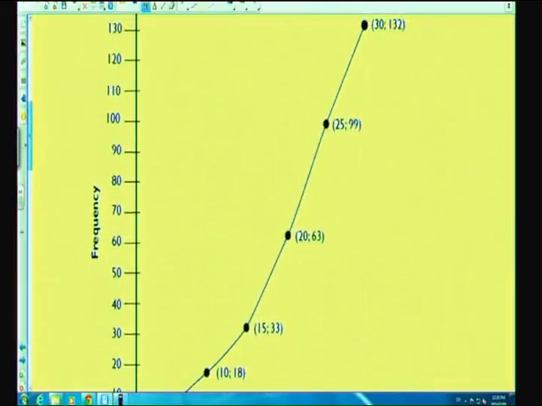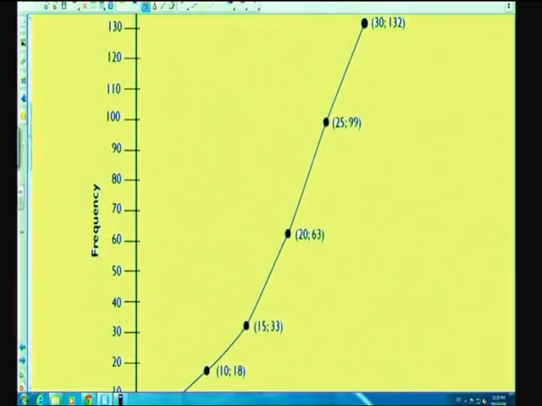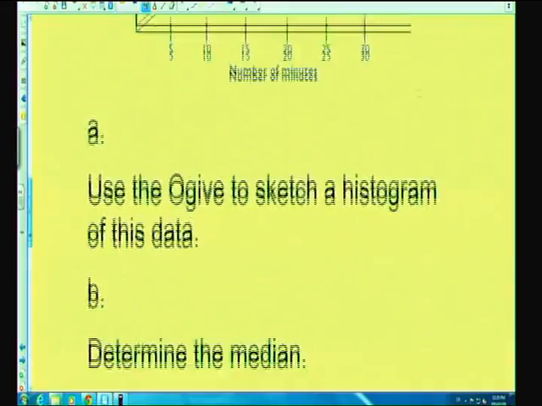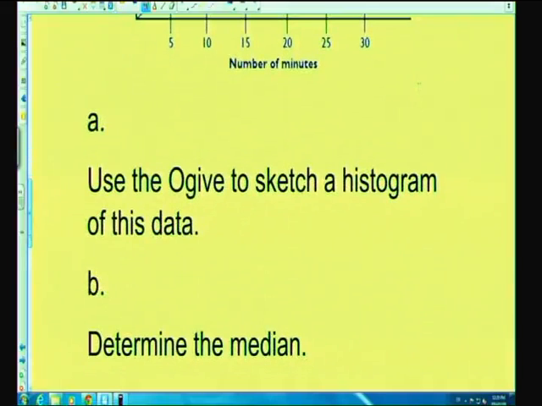Now remember, an ogive is like an S-shaped kind of curve. And what we do there is we use the cumulative frequency to get to it. Now you'll see we're going to have to do the cumulative frequency, which is an interesting exercise. Use the ogive to sketch a histogram of the data.